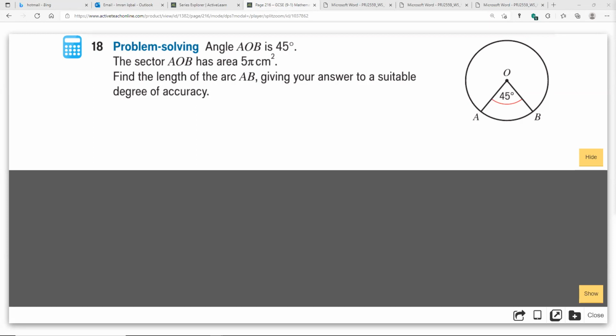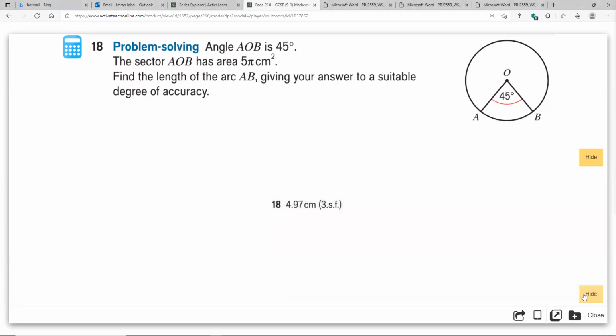Okay, so Inaya. Right, here's the answer. The answer is 4.9723 to four significant figures, the arc length A to B.